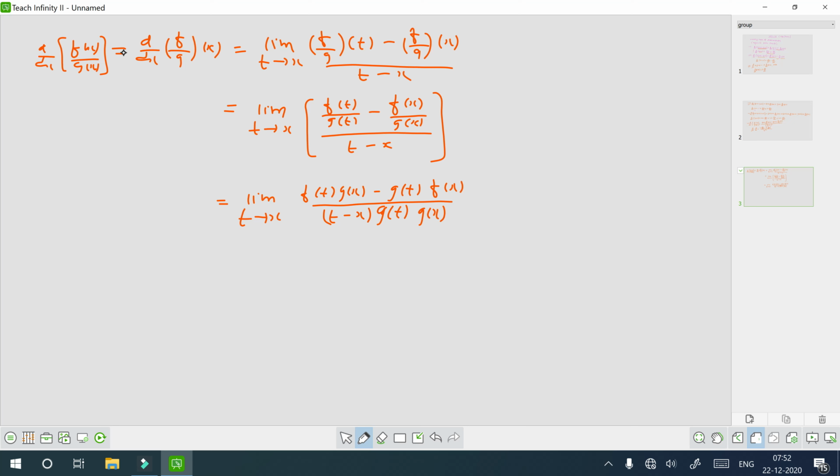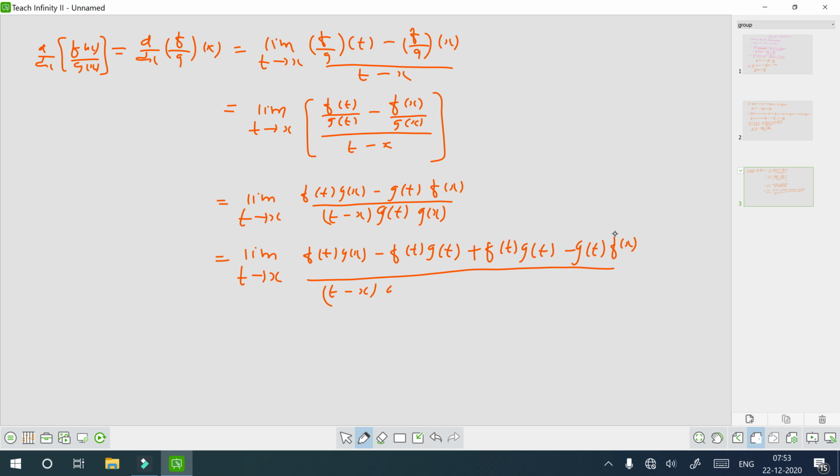હવે ફરીથી જોવાનું રહ્યું આપણે. Now see here, ફરીથી પ્રોડક્ટ આવી ગયું ને, f of t, g of x is there, minus f of t, g of t, plus f of t, g of t, minus g of t, f of x over t minus x, g of t, g of x.